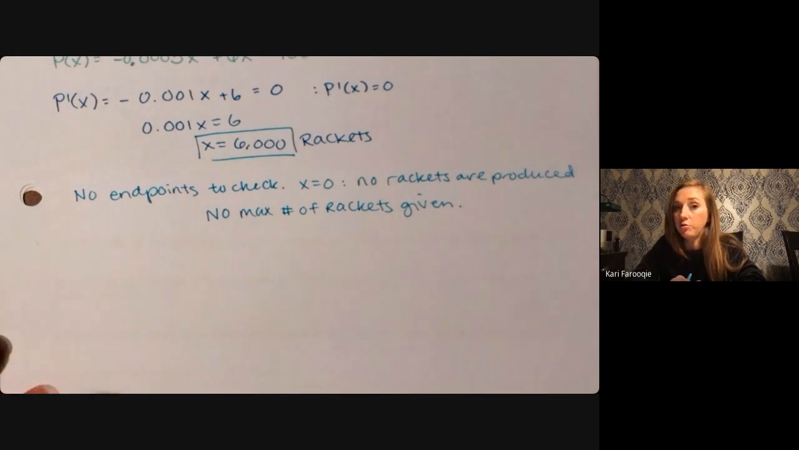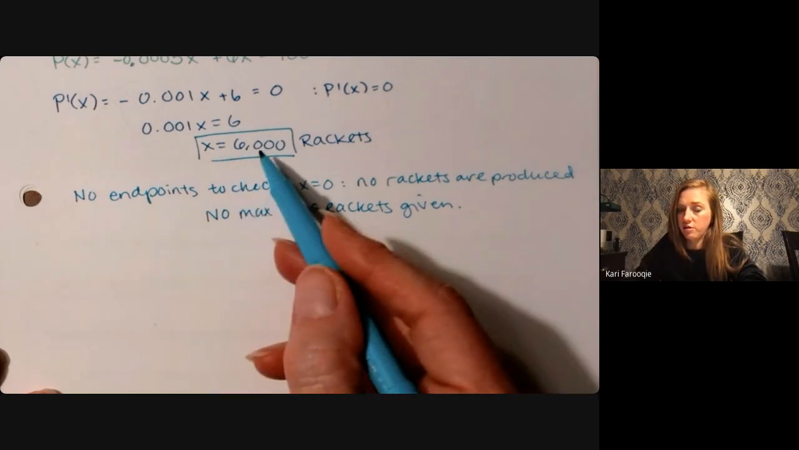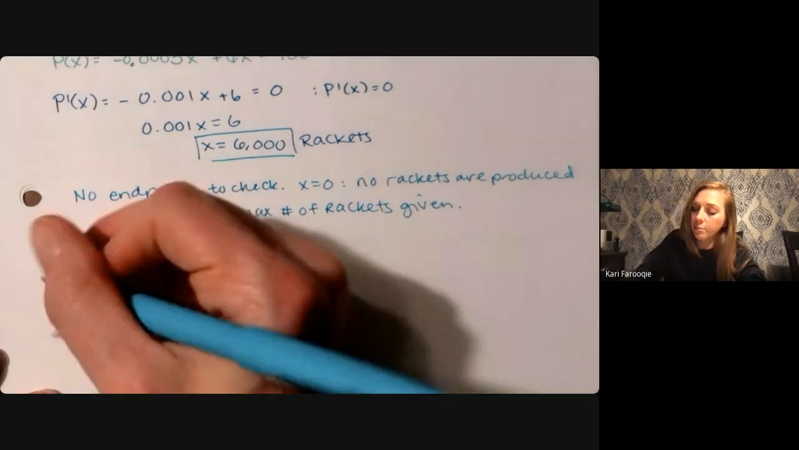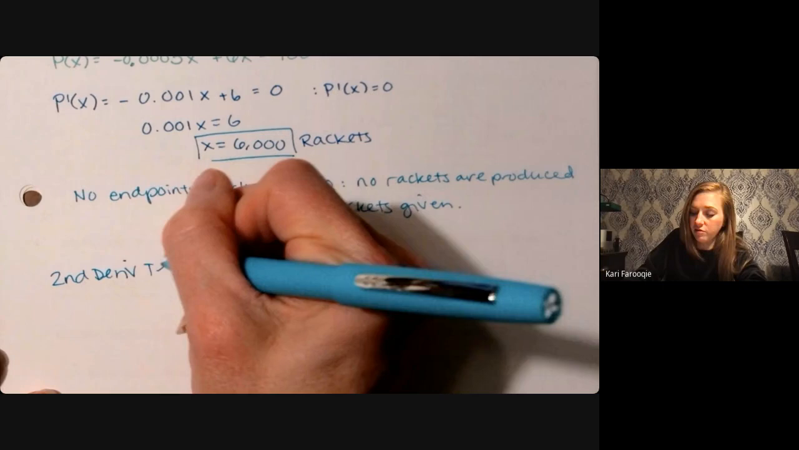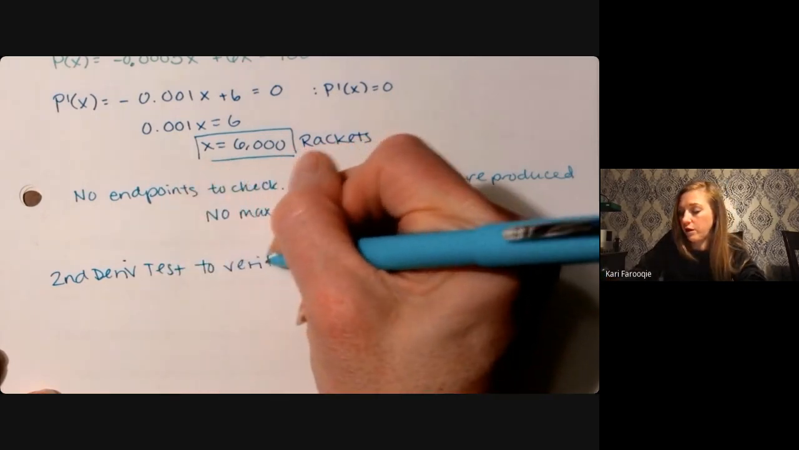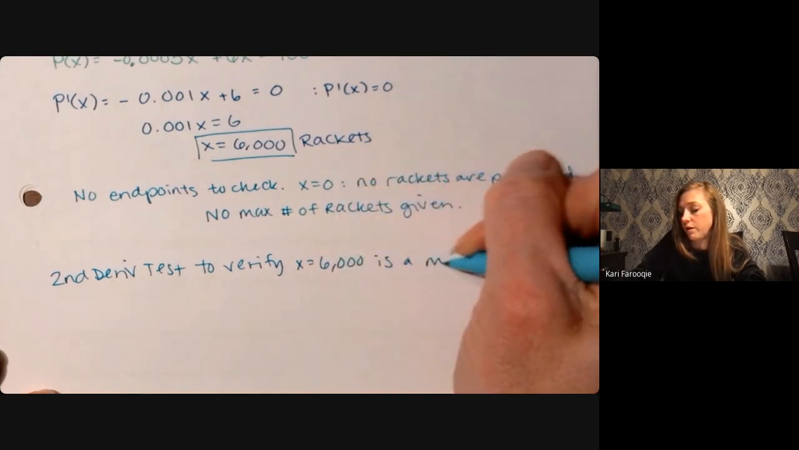Now, if you want to use the first derivative test, that's also fine. You can do a sign analysis and show that your function's increasing to 6,000 and decreasing thereafter. That would also show that you had a maximum. But if you only have one value to test, a lot of times it makes sense to use the second derivative test. And this is to verify X equals 6,000 is a maximum.